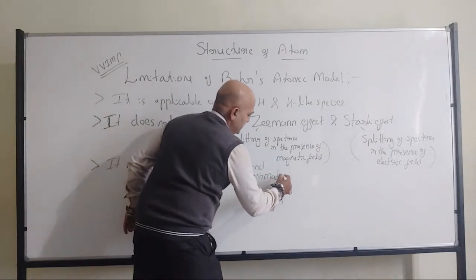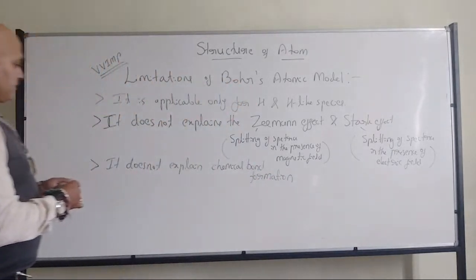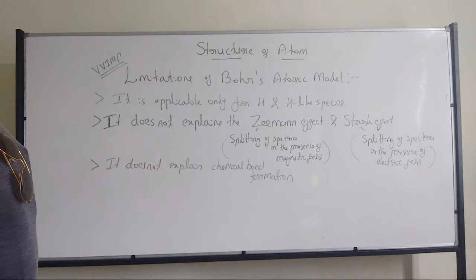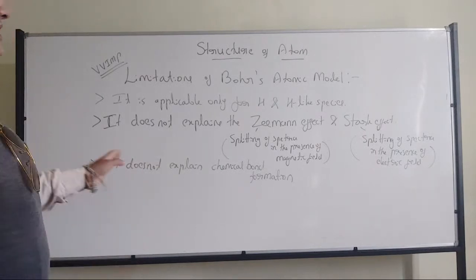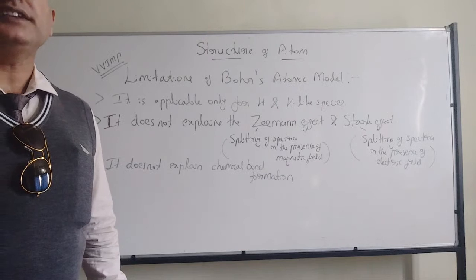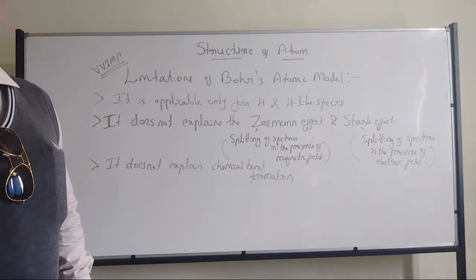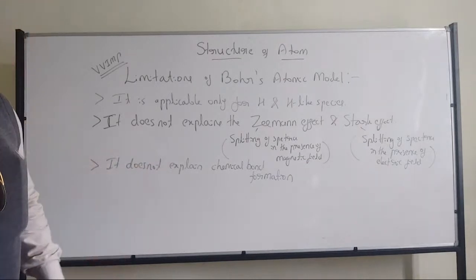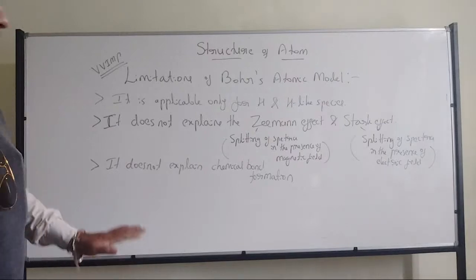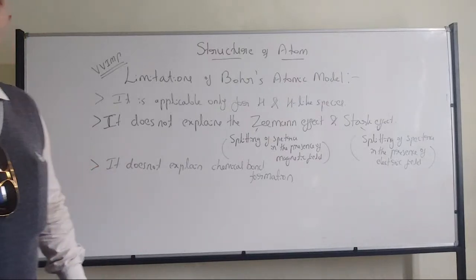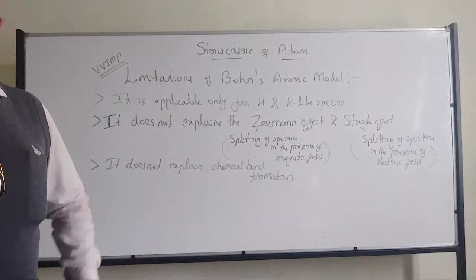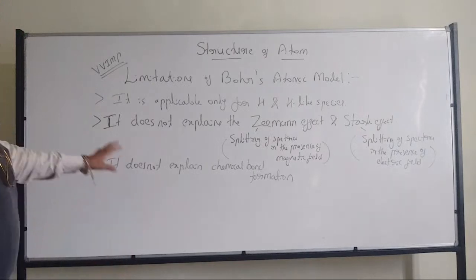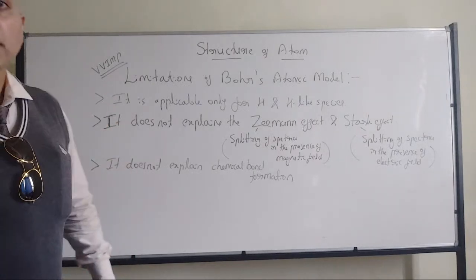It does not explain the chemical bond formation. That is another thing. Okay? So it does not explain the chemical bond formation, or you can tell it does not explain the interaction of atoms to form the compound or molecules. Anything is fine. So these are the drawbacks of Bohr's atomic model.